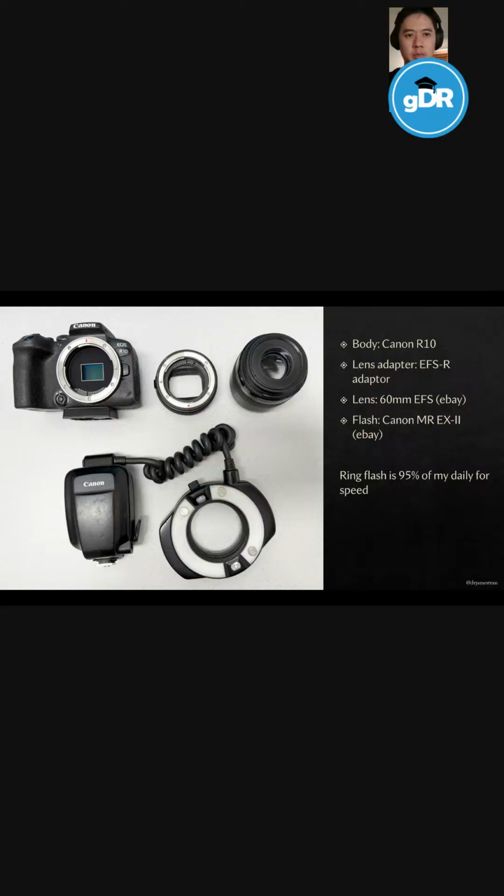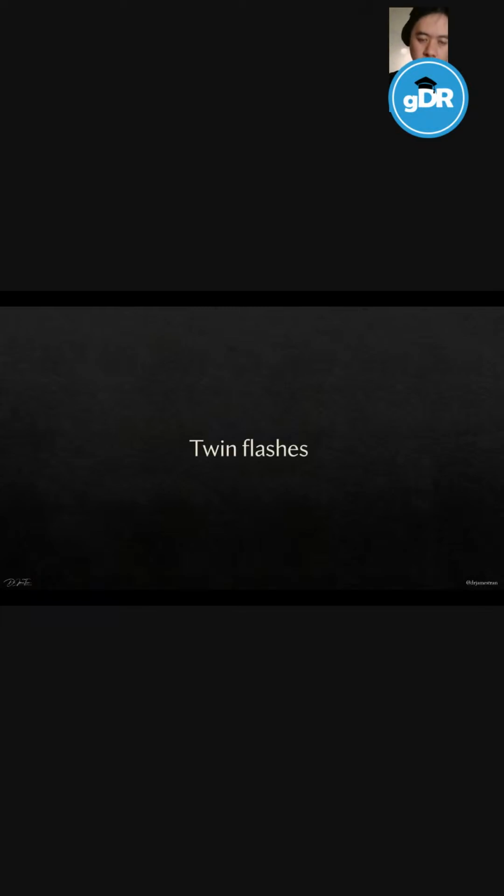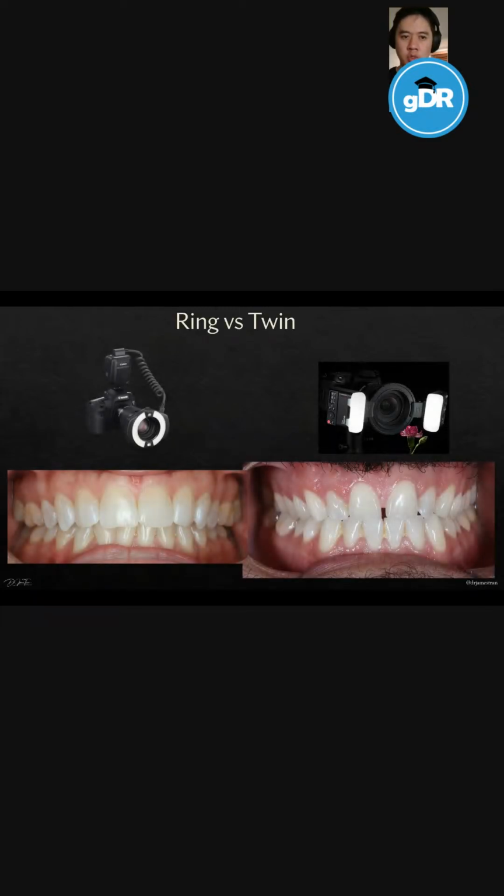This is a photo of my actual setup here. I've just disassembled it. I've got the body, I've got the lens from the old days. I've got an adapter for the lens because it's an older style lens, and I've got the ring flash here. Ring flash is what I use for 90%, 99% of my photos. For the other photos, I use a twin flash.